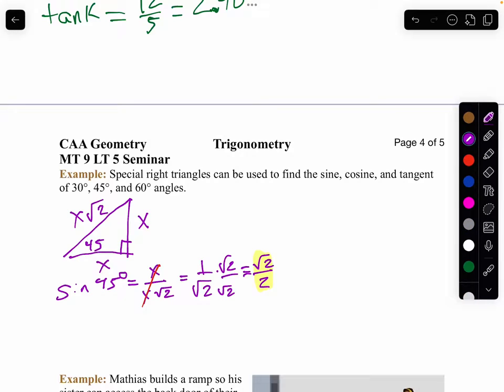That's the exact answer of the sine of 45 degrees. Notice cosine of 45 degrees is going to be exactly the same. I'm not going to do new work, but 45 and 45 are the same angle, so square root of 2 over 2, because I'm going to do x over x square roots of 2. Now, let's take a look at the tangent of 45 degrees. This is kind of a cool one, because it's opposite over adjacent, so I'm going to go x over x. X over x is 1. That's the exact answer.